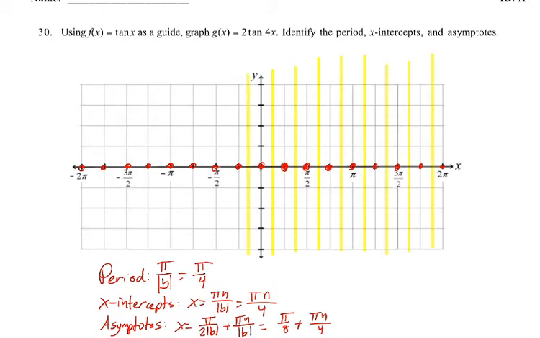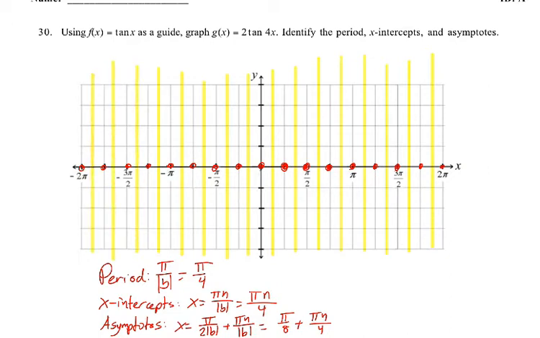So again, halfway between your x-intercepts are going to be all your asymptotes. If you find asymptotes first, all of your x-intercepts are going to be halfway between those. If you find your x-intercepts first, your asymptotes are going to be halfway between the x-intercepts. So once you find one, the other gets a little easier.